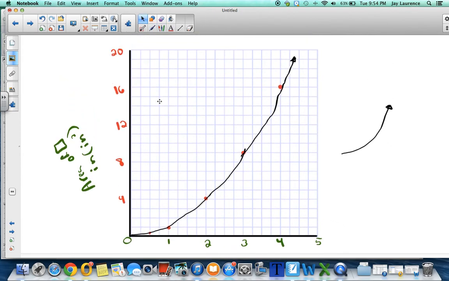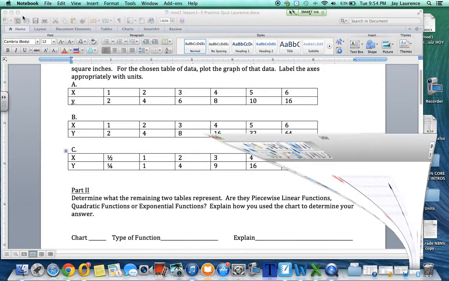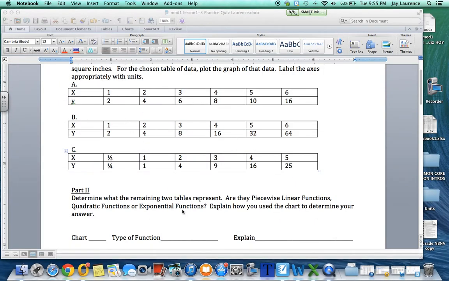All right. So let's go back to the others and see what they say. Now, I have to determine what type of function A and B are. C is quadratic, right? I just graphed a parabola. It's quadratic. Remember the differences. It's going up plus 3, plus 5, plus 7, plus 9. So the second differences are all 2, 2, 2, and 2.